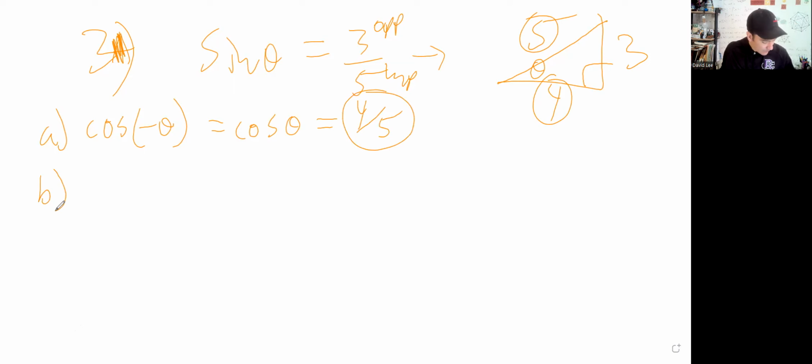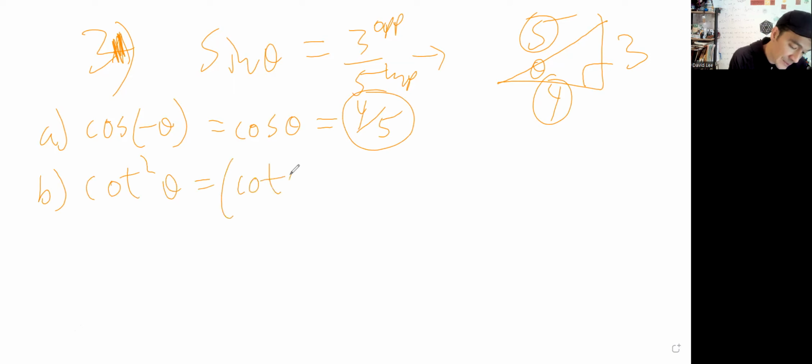Part B. We have cotangent squared theta. Maybe we can write this as the quantity cotangent theta to the power of 2. Keep the power of 2. What's cotangent? Cotangent would be adjacent over opposite. So that would be adjacent over opposite.